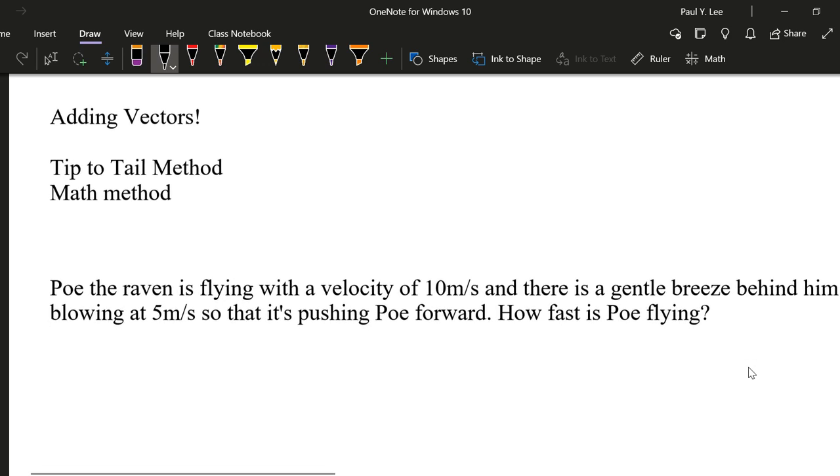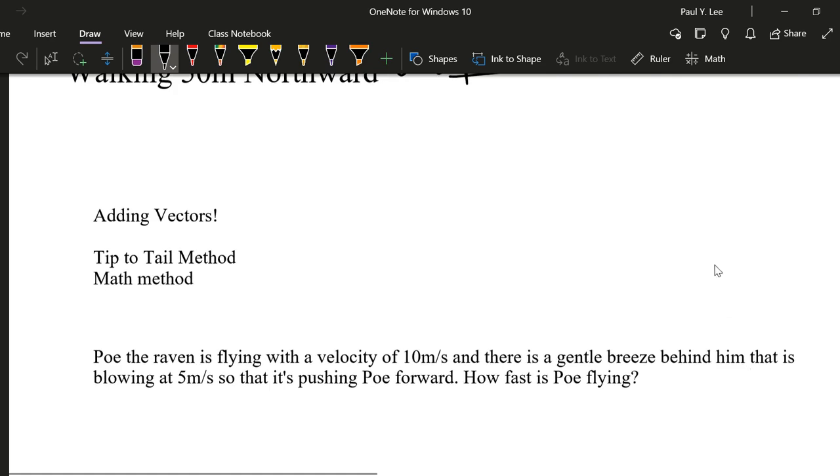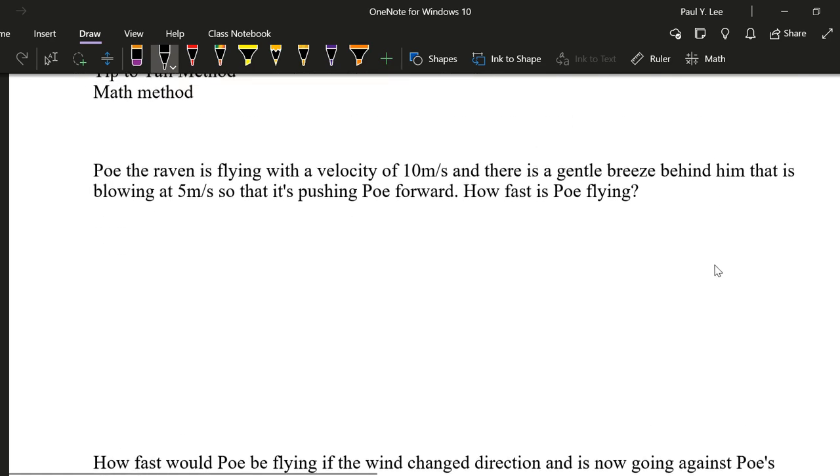So we have Poe the Raven, and there we go. All right, Poe the Raven is flying with a velocity of 10 meters per second. And there's a gentle breeze behind them that is blowing at 5 meters per second, so that it's pushing Poe forward. How fast is Poe flying?